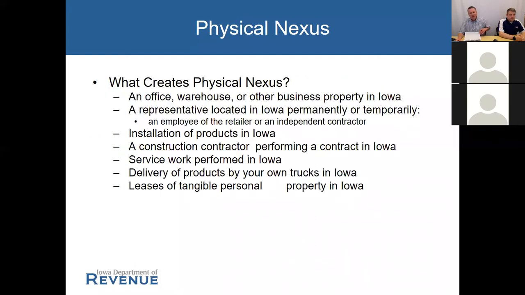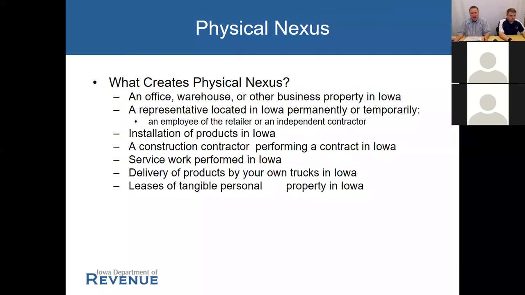And the physical nexus, that one's been around for quite some time. Nothing new under the sun here. On the slide, you'll see some examples of things that will create physical nexus. This is not the all-inclusive list or anything. These are just some examples for you. If you've got an office, a warehouse or some other type of business property in the state of Iowa, that's going to create a physical nexus. Again, what does that mean? It means you must collect Iowa tax if you're making taxable sales in this state.